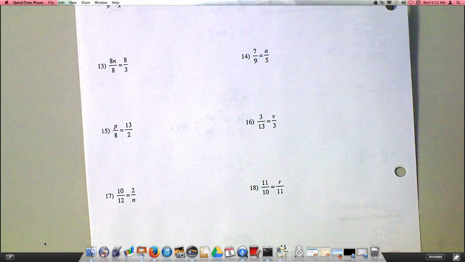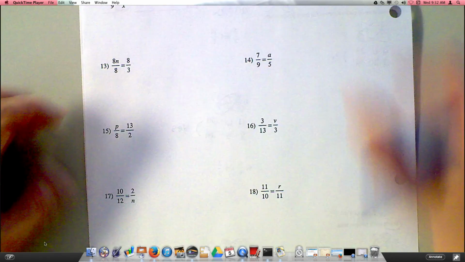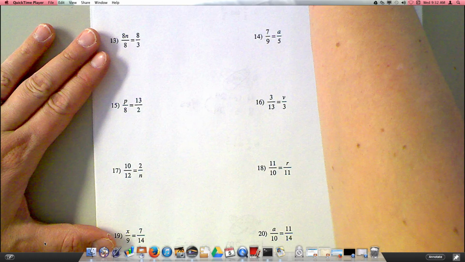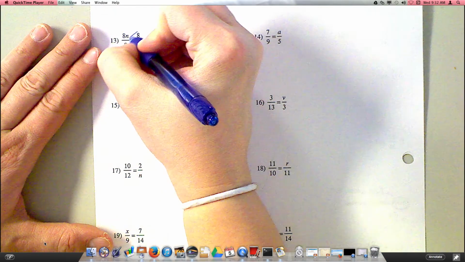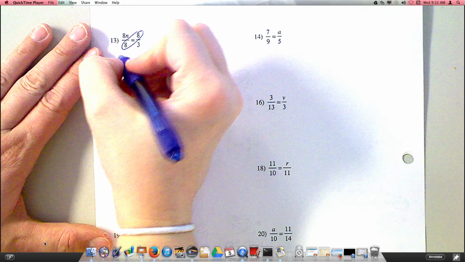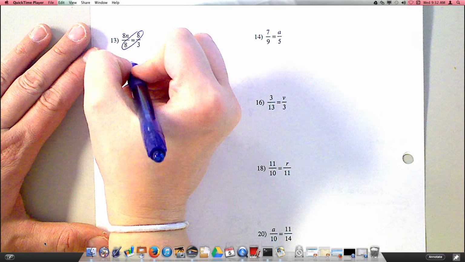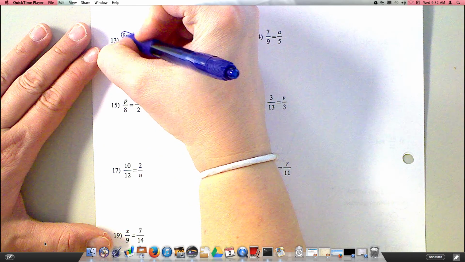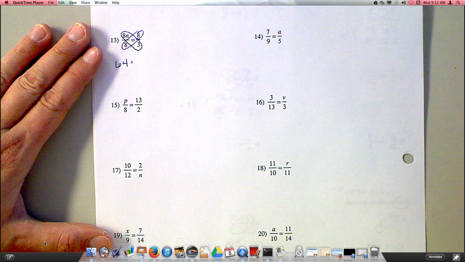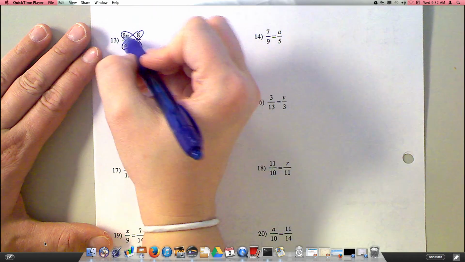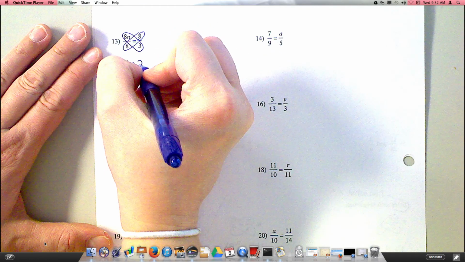Let's pick two off this page. Rebecca, number 13. Good. Glad you picked that one. Okay, 13. If I multiply 8 times 8, that gives me what? 64. What happens when I multiply 3 times 8n? 24. 24n. Yep. 3 times 8 is 24, but that has an n attached, so that's going to be 24n.